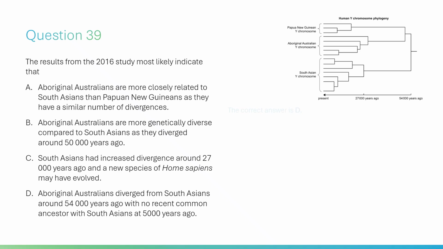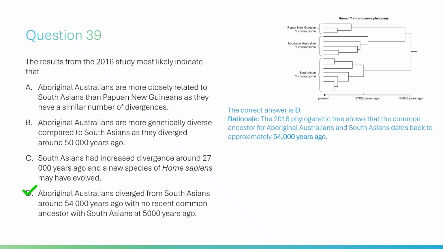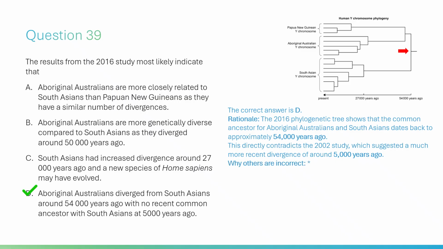The correct answer is D. Rationale. The 2016 phylogenetic tree shows that the common ancestor for Aboriginal Australians and South Asians dates back to approximately 54,000 years ago. This directly contradicts the 2002 study, which suggested a much more recent divergence of around 5,000 years ago. Why others are incorrect.